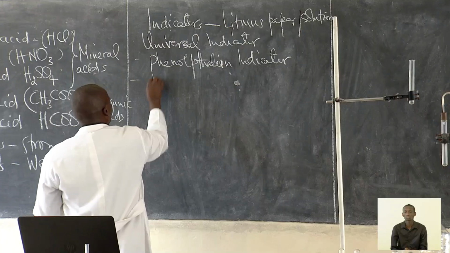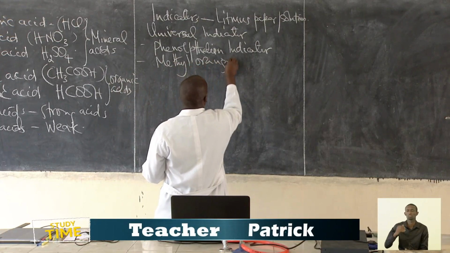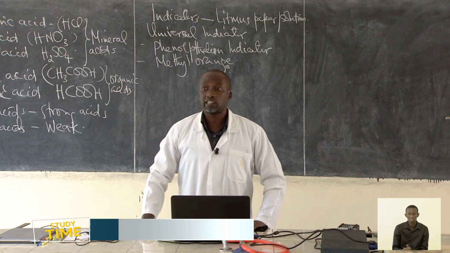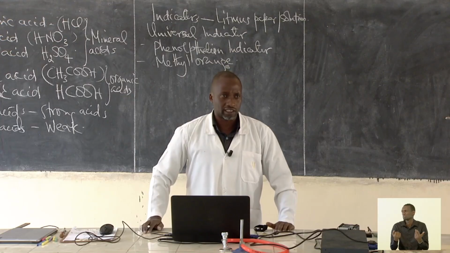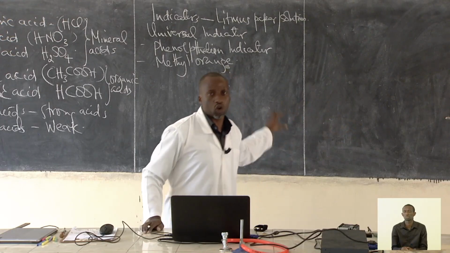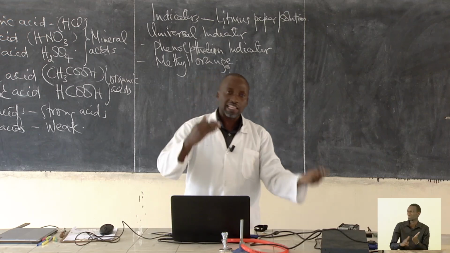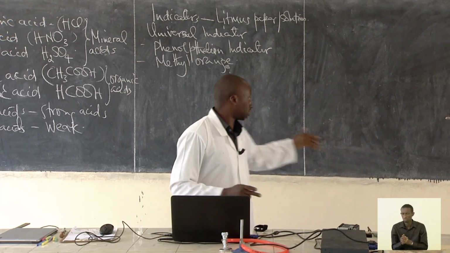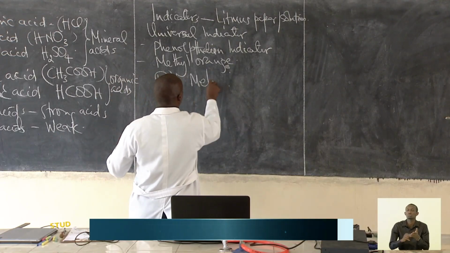We mentioned the methyl orange. And I said, if you remember very well, that the indicators are so many. We have so many indicators, but we mentioned these common ones. These are used to test whether a substance is an acid or a base. If in case we don't use any one of these, then we can use the pH meter.